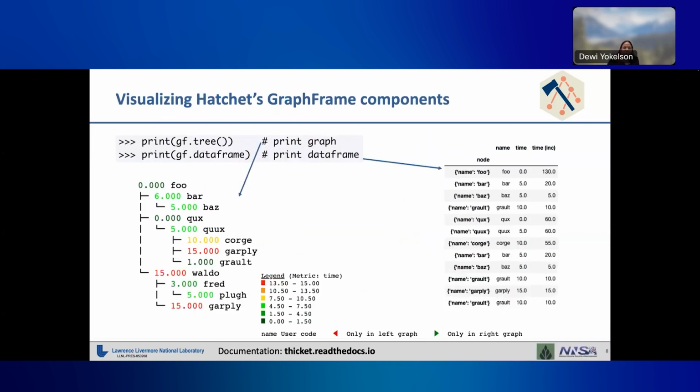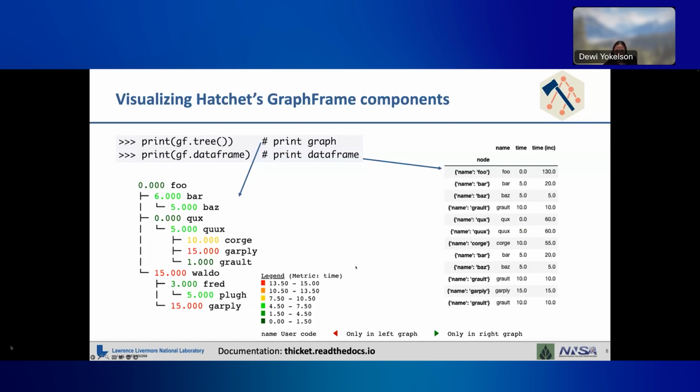Okay, so if we want to visualize Hatchet's graph frame components, we can print those out. The graph frame object is this GF. And then if we call print graphframe.tree, we can actually print the call tree or graph in this format. And this is basically the default coloring. What the number is here is one of the metrics that is stored in the performance data table, and then the node name. The coloring is the default, but this is customizable, so you can change this coloring schema as needed.